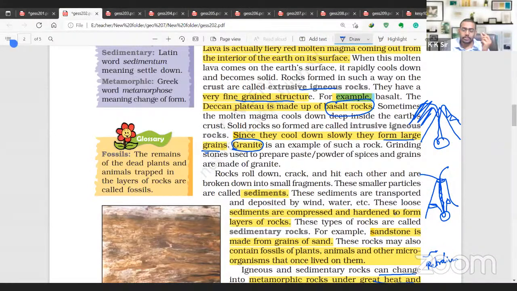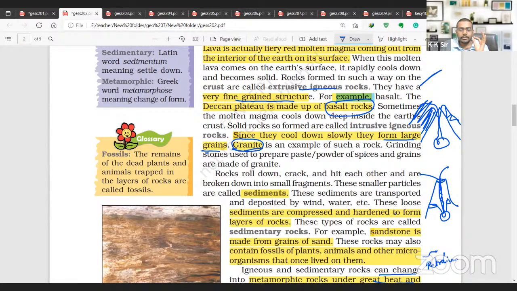Now relate it to this. When the lava is coming on the surface of the earth, it will get cooled very fast, and that's why it will create fine grained structure. तो जो मिट्टी होगी, वो काली मिट्टी का जो ग्रेन होगा ना, वो बहुत सॉफ्ट होगा, बहुत छोटे छोटे ग्रेन होंगे. Those who are in this region, Maharashtra वाले बताओ, मिट्टी के ग्रेन्स बहुत फाइन होंगे.